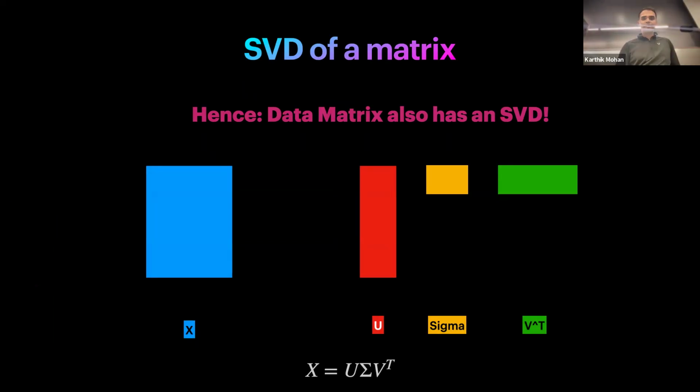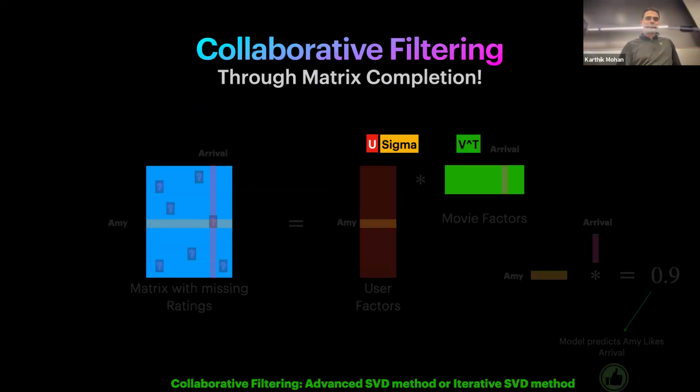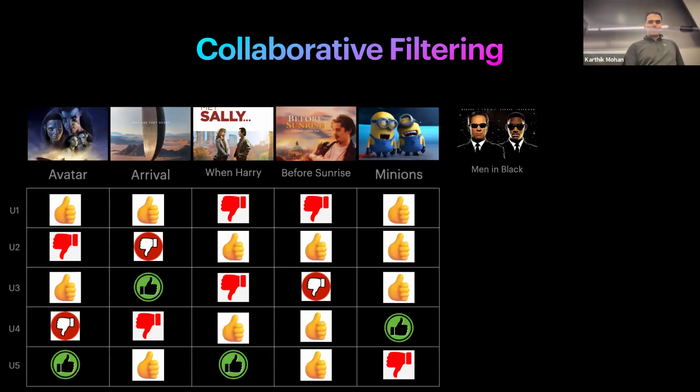So every data matrix has an SVD. But we couldn't apply SVD because a lot of ratings are missing in the blue matrix. So one downside of collaborative filtering, it's already on the slide. What's the downside? Yeah, it's the cold start problem.